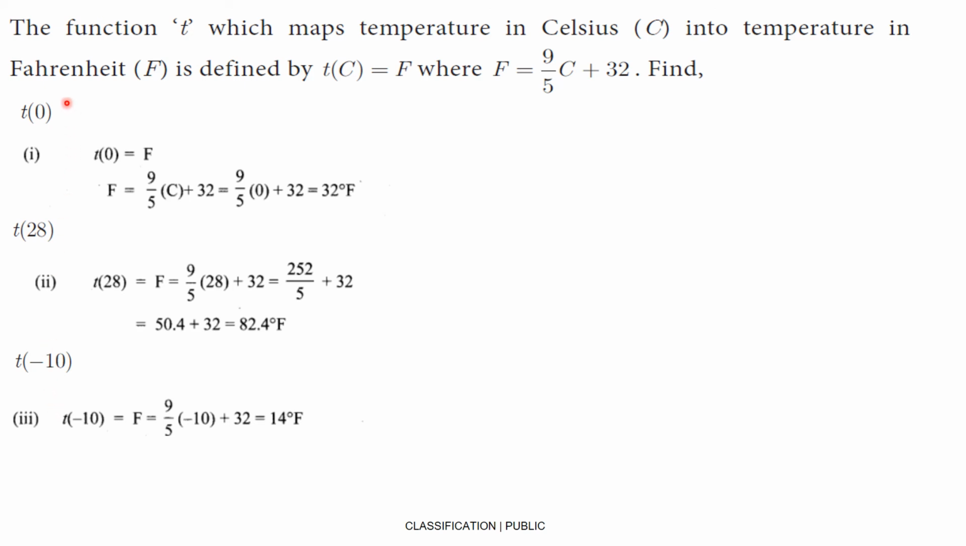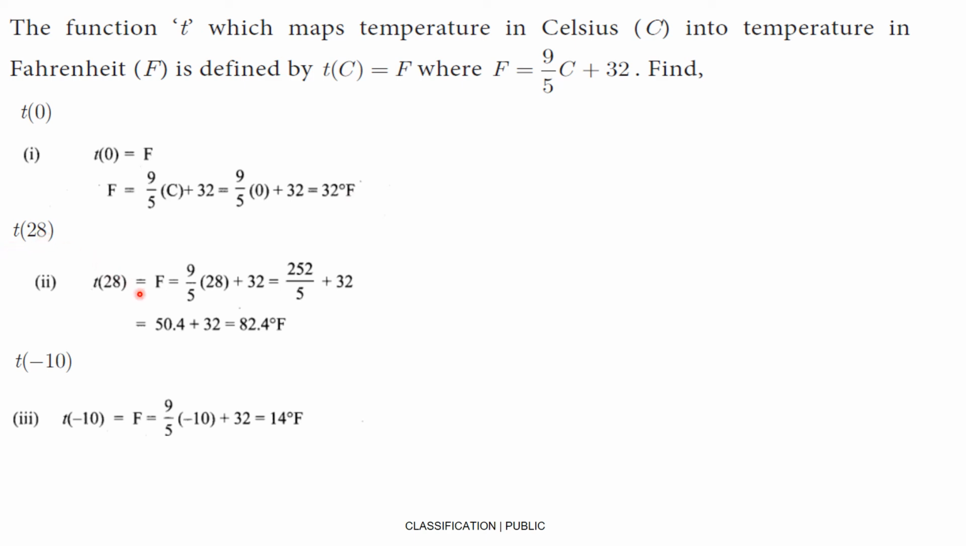Next question, the function T which maps temperature in Celsius into temperature in Fahrenheit is defined by T of C equal to F. F is what? F equal to 9 by 5C plus 32. We have to find out T of 0. T of 0 means what? T of 0 equal to F. F value here 9 by 5C plus 32. Clear? But C value is 0 here. 0 into anything 0, 0 plus 32, 32 only. So 32 degree Fahrenheit.